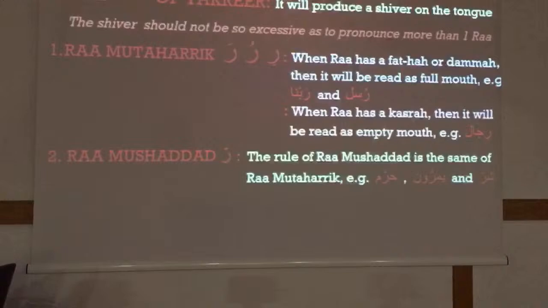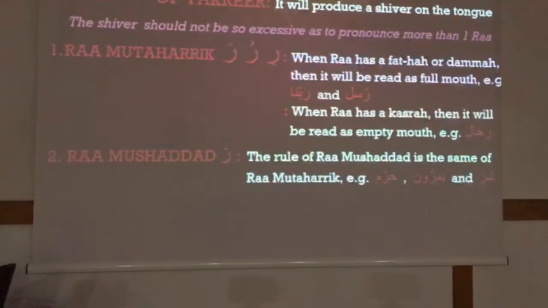Mashallah. So mushaddad, a ra with a tashdeed, or you can call it a shadda. Now, what is the rule of ra mushaddad? It's the same as ra mutaharrik, okay? You don't need to look at the letter before, you don't need to look at the letter after. When the ra is a mushaddad, you just look at the sign on top of the shadda. Because remember, when a letter has a shadda, it's also going to have something else on top of the shadda. So, what is it? Exactly, it's either going to have fatha, dhamma or kasra.